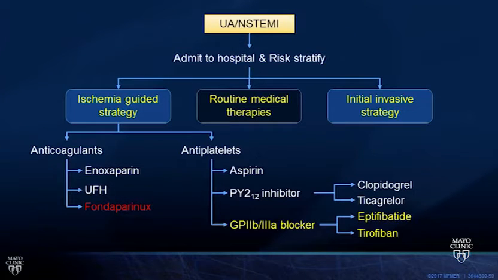There is an option of the addition of a GP inhibitor. In this setting, where we're not planning an invasive PCI, the two options are eptifibatide and tirofiban. Note, if you provide abciximab at this stage, there's risk of harm.